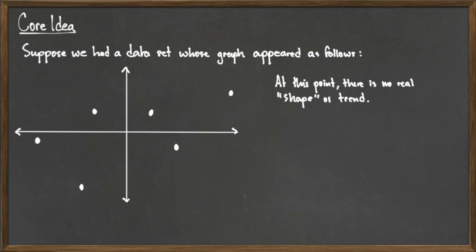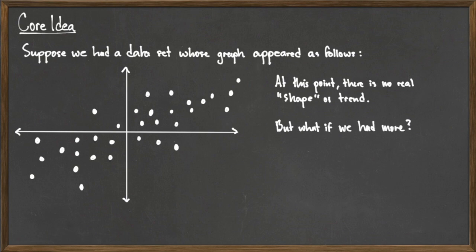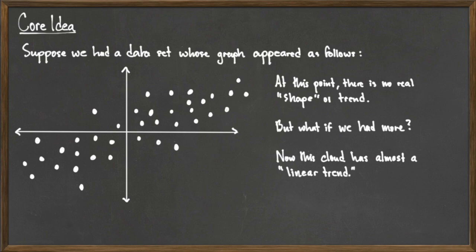Right now, the data doesn't really seem to have any kind of rhyme or reason, right? There's no real shape or trend that any of these data points are following. But what if our data set was more detailed and we had a lot more points? At this point, we can kind of see a shape emerging. We would actually say that this set of data has a linear trend. Obviously, not every data point is falling on a straight line, but they're sort of tending to that line.